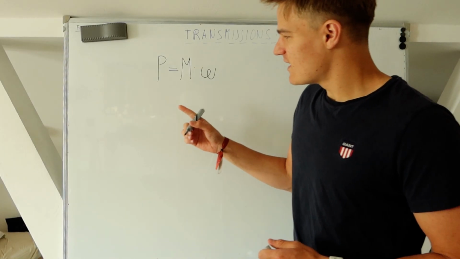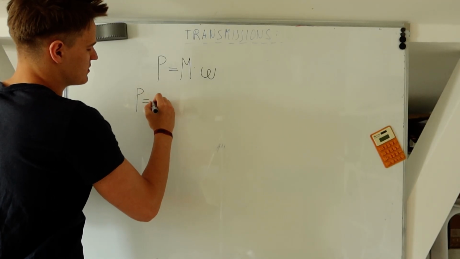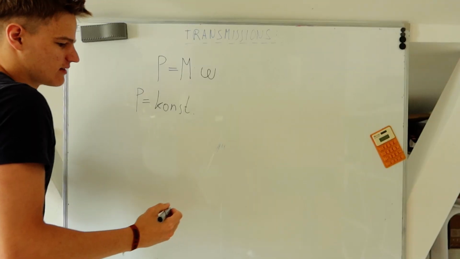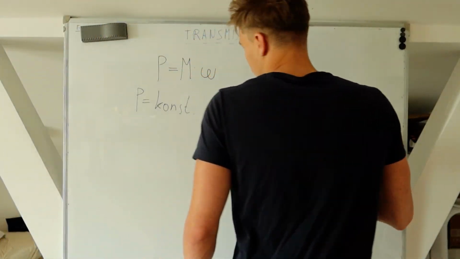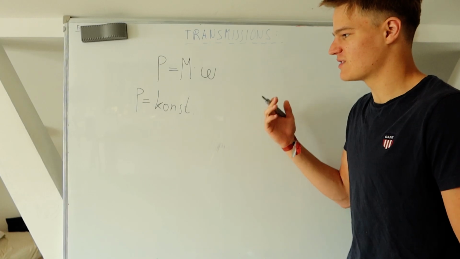So let's say that we have to do one thing. We have to set P equal to constant. This is going to be our first thing. So the engine gives out a constant amount of power, of performance available.